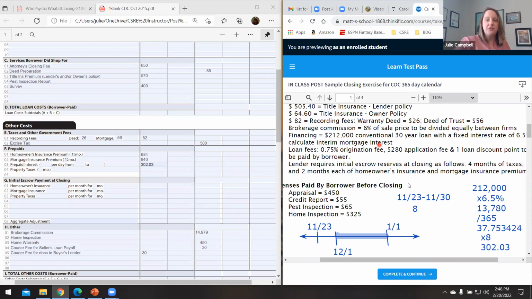Okay, can I erase the interim interest math? Does everybody have this? Can I erase this? Okay. Good.